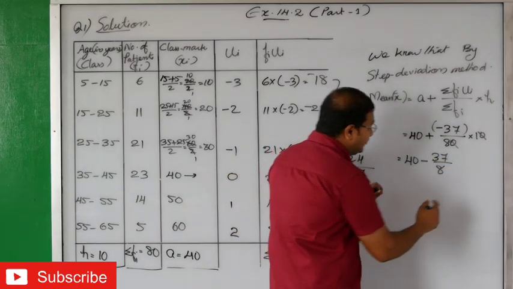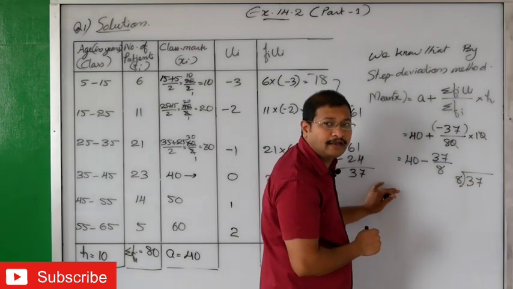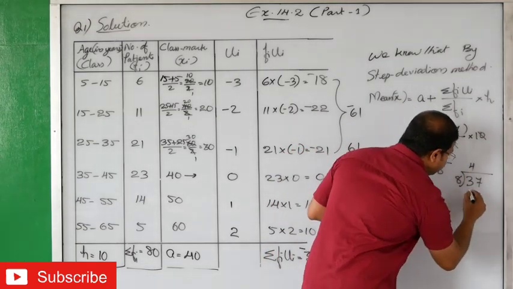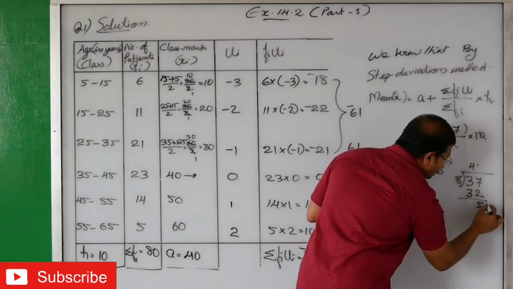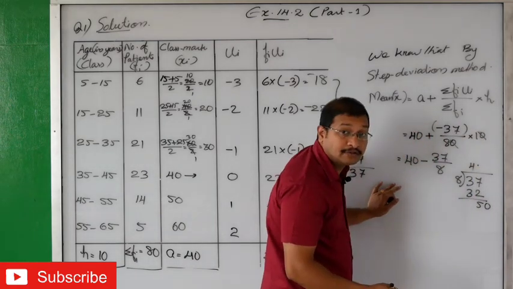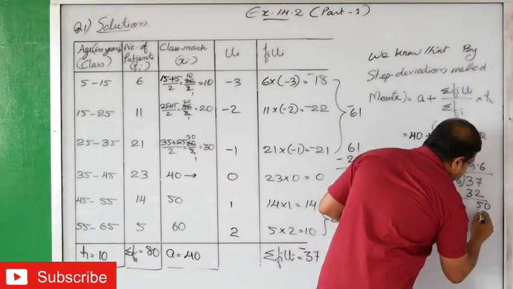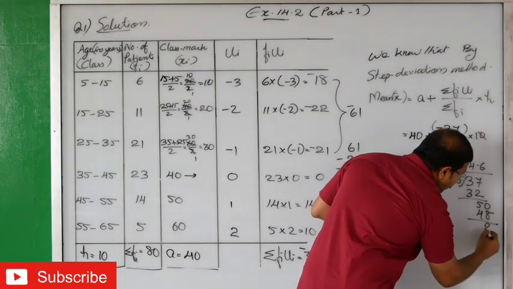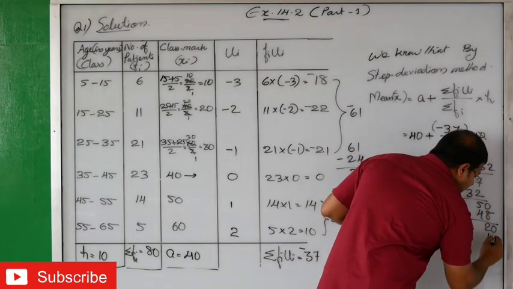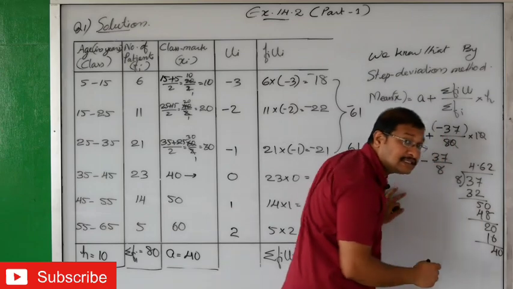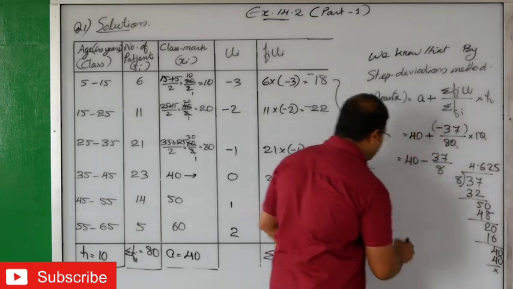Now what will you do? We will divide it. 37 divided by 8. 8 how many times? 4 8s are 32. Subtracting, that means we will get 5. Now the decimal point, we will put 0. Now how many times? Yes, 8 6s are 48, isn't it? Now 20. 20 means how many times? 2 8s are 16. Now the balance is 40. 40 means, yes, 8 5s are 40. Ready? So we got it now.